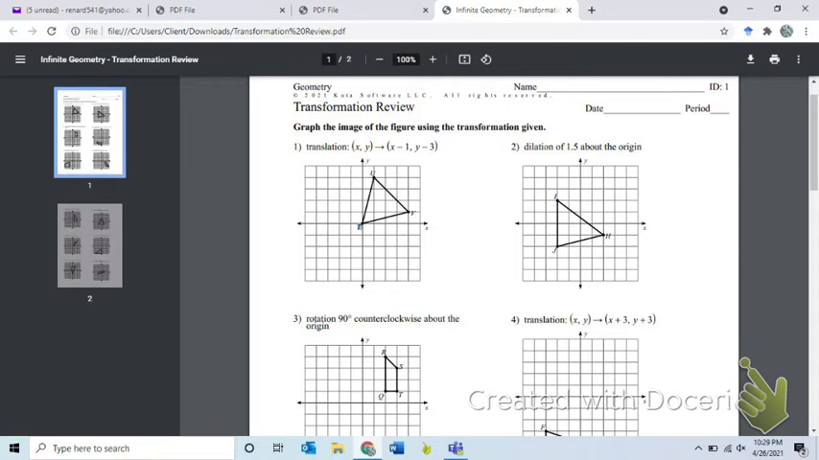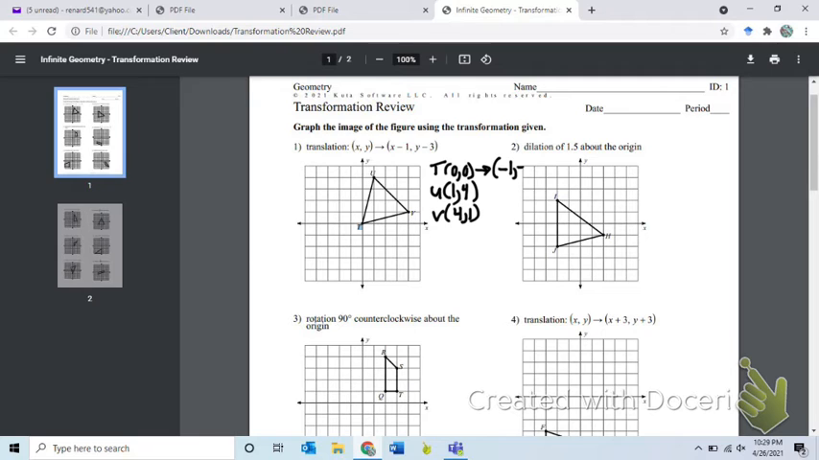And we see the translation, the slide, is x minus 1, y minus 3. So what we do is we first identify all of the points we have. T is 0, 0, the origin, U is 1, 4, and V is 4, 1. The rule says that we go x minus 1, y minus 3. So literally that's what we do. We take each of the x values and subtract 1, each of the y values and subtract 3.